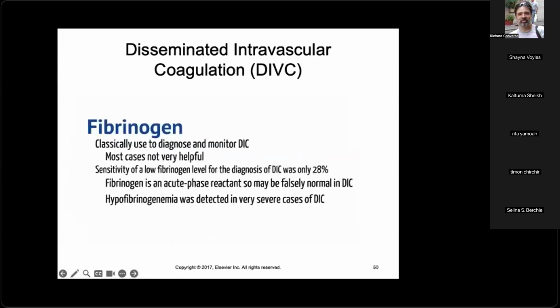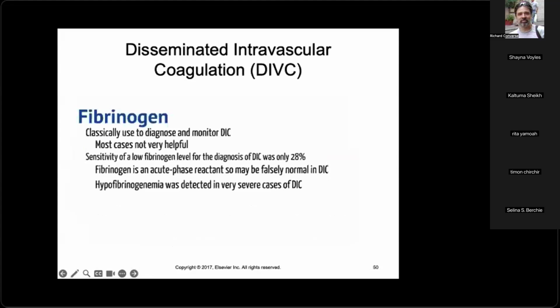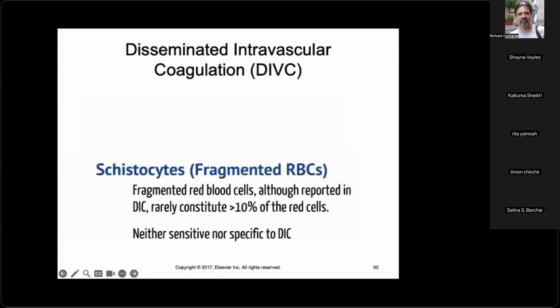Why is it so insensitive? Well, fibrinogen is an acute phase reactant, meaning when the body is stressed or sick, the body will produce fibrinogen. So the fibrinogen level may be falsely normal, though the body is rapidly consuming fibrinogen. Hypofibrinogenemia is rarely detected in DIC. Really, it's only seen in the most severe cases.